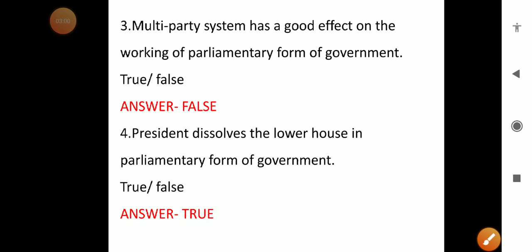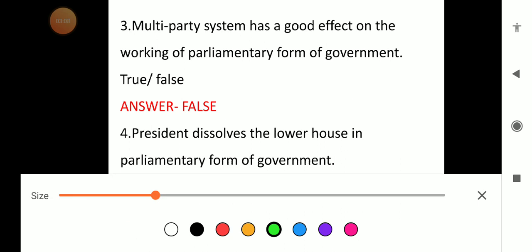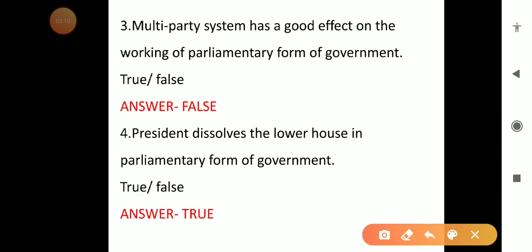Next question is, multi-party system has a good effect on the working of the parliamentary form of government. Normally, if we see the mother of the parliamentary form of government, that is Britain, there are two major parties. Though there are a few more parties in Britain, there remain majority of the two always. One remains in power and one in opposition.